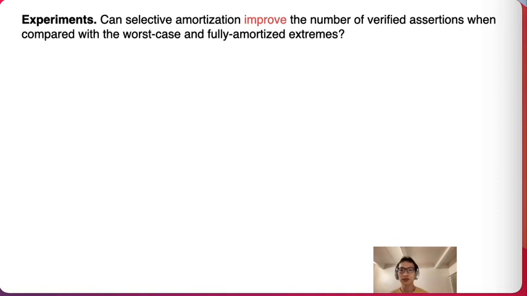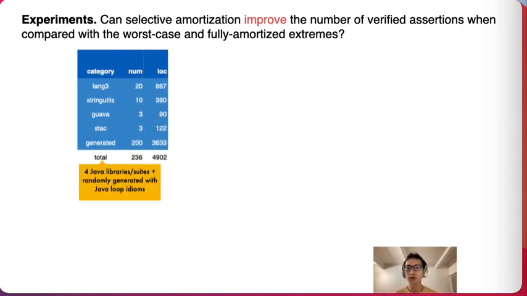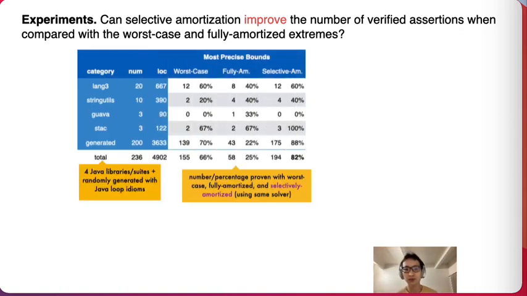We considered the research question about whether selective amortization can improve the number of verified assertions when compared with the 2 extremes. We consider examples extracted from 4 Java libraries, plus a set of randomly generated examples based on Java loop idioms. We consider the number of proved bound assertions using the 3 configurations: worst case, fully amortized, and selectively amortized reasoning, to try to prove the most precise bound.